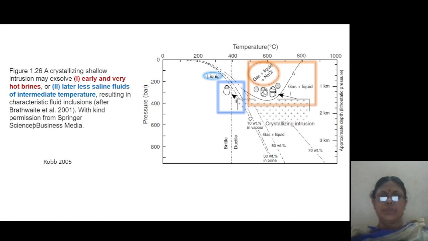In case of the brittle ductile deformation transition zone, the later, less saline fluids of intermediate temperature are formed, which result in characteristic fluid inclusions. What is the characteristic fluid inclusion? You have a liquid phase as well as a gaseous phase. I've taken this figure from Robb 2005. Even though most of the PPT is prepared on the basis of Robb 2005, this particular figure is from Robb 2005.